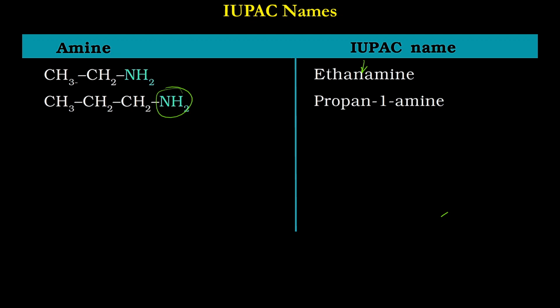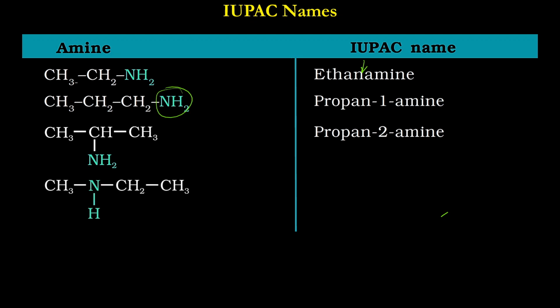Now you would have already guessed the next one. Again, if you replace NH2 by hydrogen, it is propane. But the NH2 is attached on the second carbon of the main chain. That's why it will be propan-2-amine.